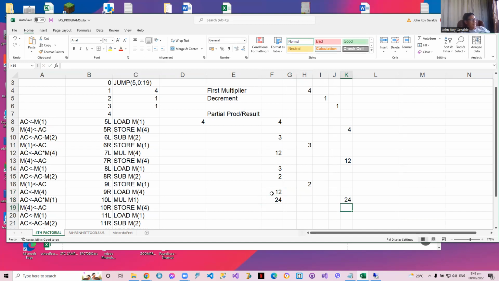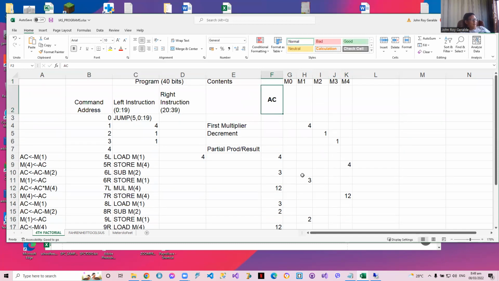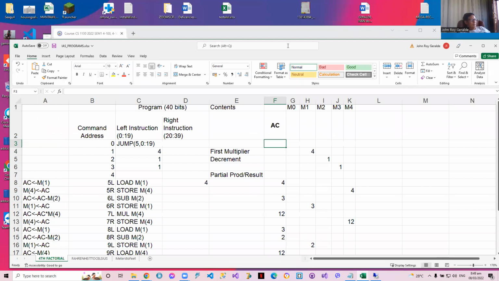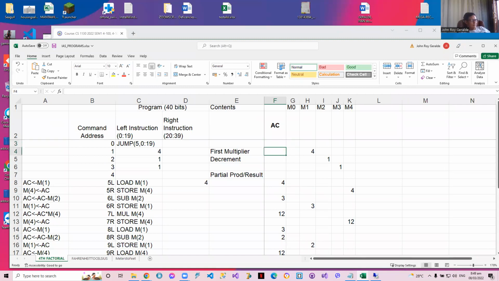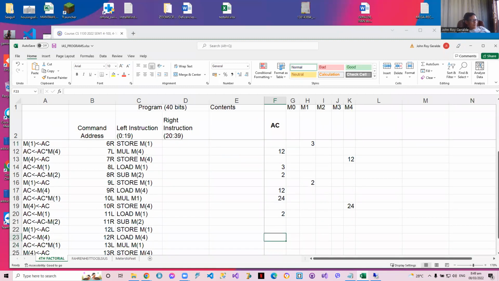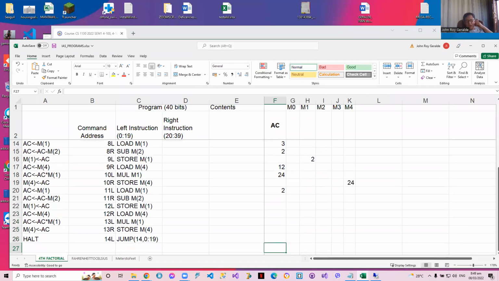Okay. We store M4. Dito, 24 pala. Okay. Load M1. So M1 is now 2. So this becomes 2, the AC. Dapat inano natin lang. Let's freeze panes. Okay. Can you freeze your own panes now? Anyway, load M1, so this becomes 2.